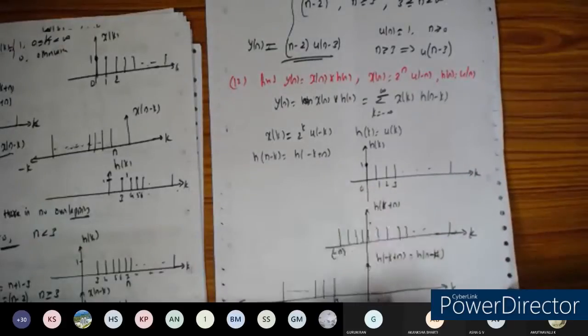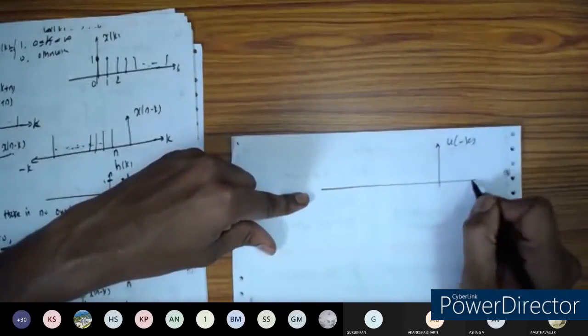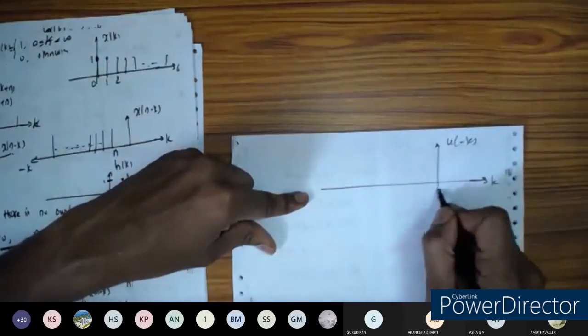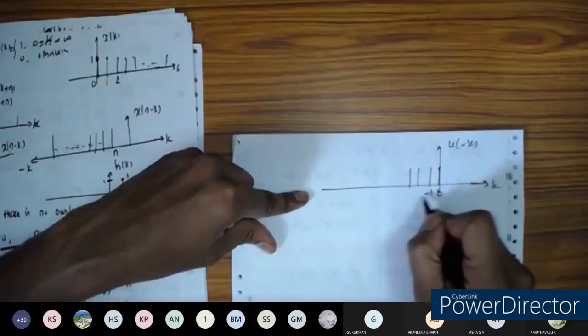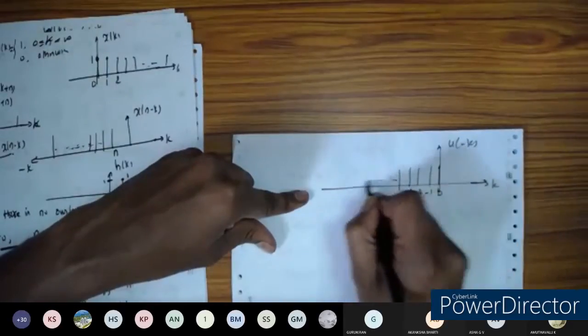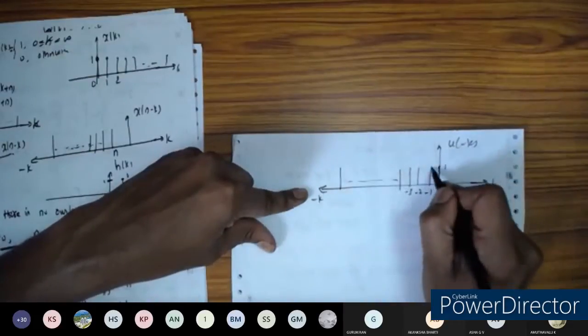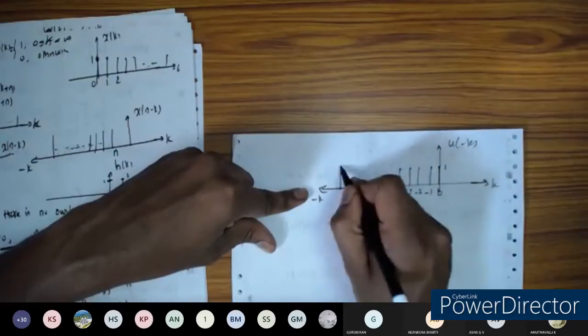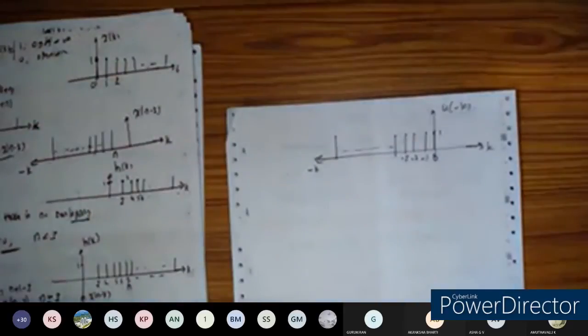So this is h of n minus k. Now I am going to plot the waveform for u of minus k. So this is u of minus k. Plus k starts from 0 up to infinity, while minus k starts from minus 0, minus 1, minus 2, minus 3, up to minus infinity, and it has the value 1. So we are going to check up to minus infinity.